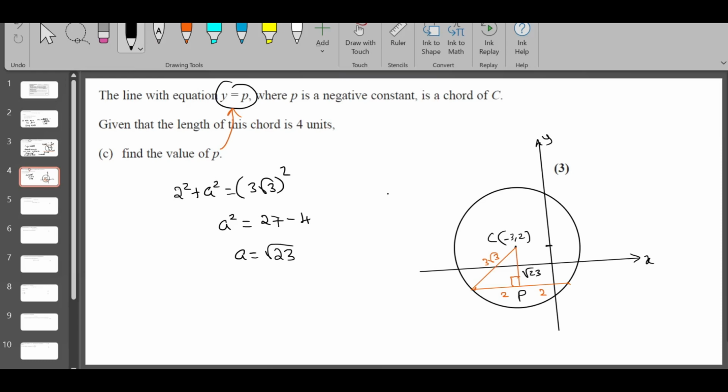We know this is 2. This length is 2, the total length is 23. So this coordinate is going to be 2 minus square root of 23, right? So P is equal to 2 minus square root of 23. That's the easiest way to find P.